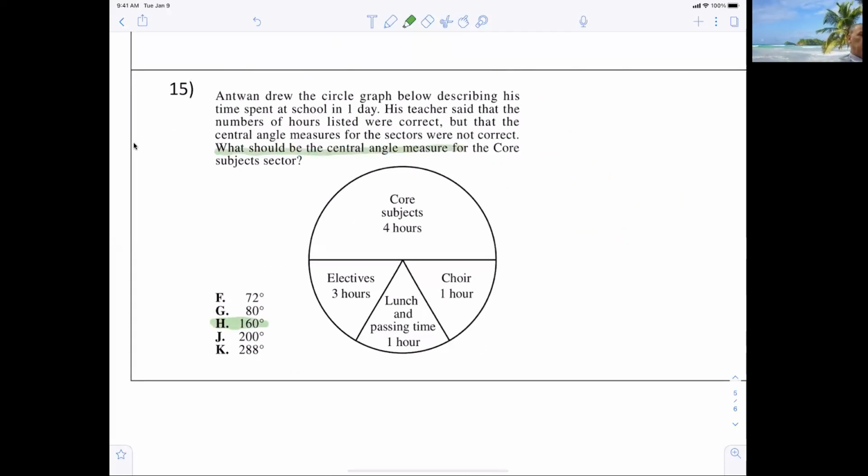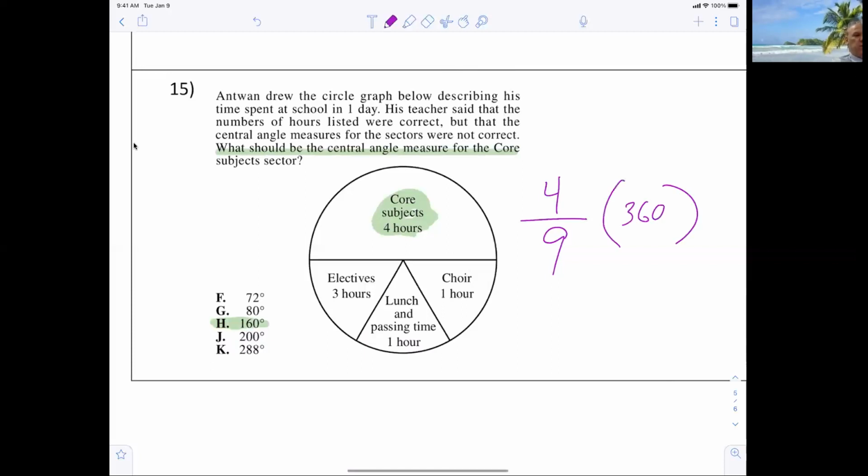What should be the central angle for what? Core, right? So core, to me, I wouldn't take it, but I would say it's pretty close to 180 degrees, right? So my best guess, if I had no clue, would probably be H or J, because they're both 20 degrees off, right? So 4 hours out of how many? 4 out of what? 9. Do you agree with that or not? It's kind of the same principle as before. Do you agree? And then there's what? 360 degrees in a circle.